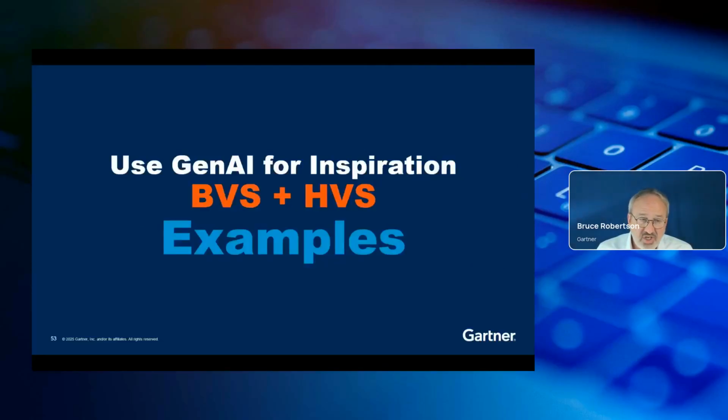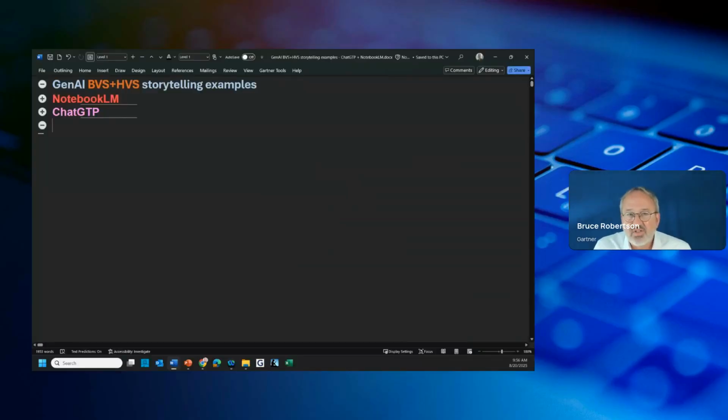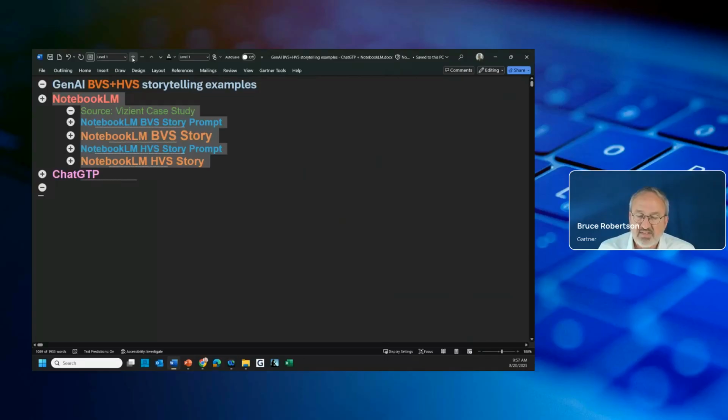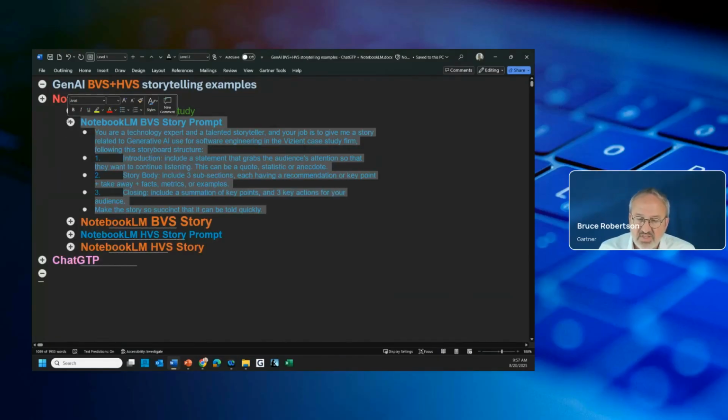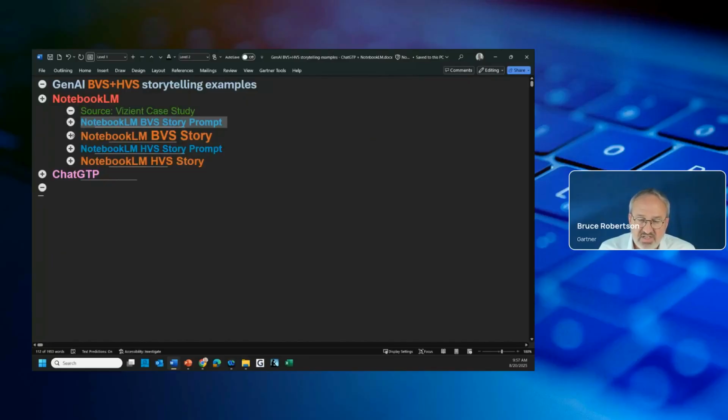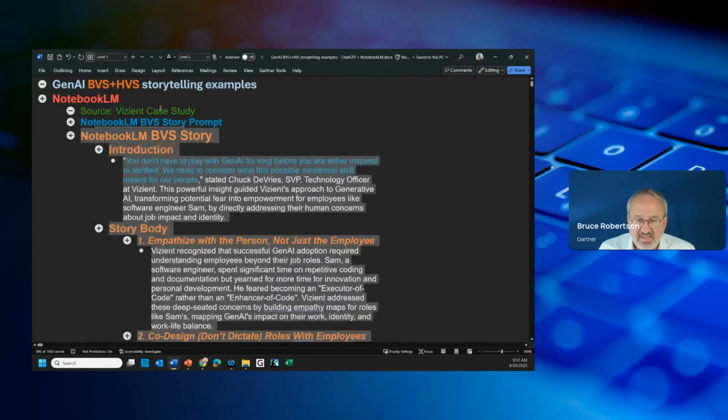So now I'm going to show you a few examples of the output from these. I've just got this in a Word document. I thought it would be easy to structure how I show it to you by putting it in outline form. Of course, what it actually produced was just a document, right? So in Notebook LLM, I fed it the Vizient case study stuff, and I used a Notebook LM prompt that was very similar to the one you just saw. And then it gave me back a business value story that looked like this.